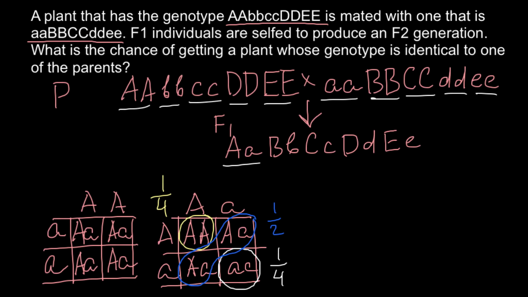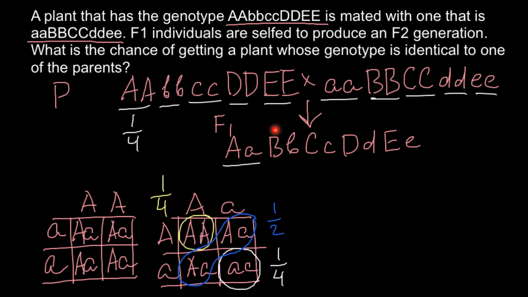So let's return to our question. What is the chance of getting a plant whose genotype is identical to one of the parents? So let's once again consider this genotype. When we cross two parents of the same heterozygous genotype, what is the probability that the progeny would be homozygous dominant? As you see, according to this Punnett square, the chance is 1/4. So we can put 1/4 here.